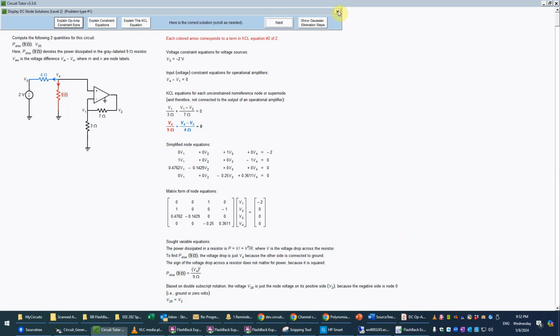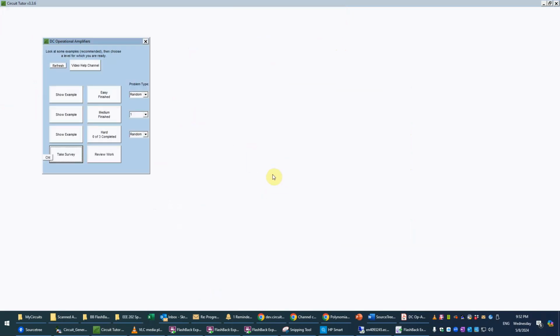So I'm going to go ahead and close that up. And this is where you would review the work if you want to look at your transcripts. So that concludes this problem.